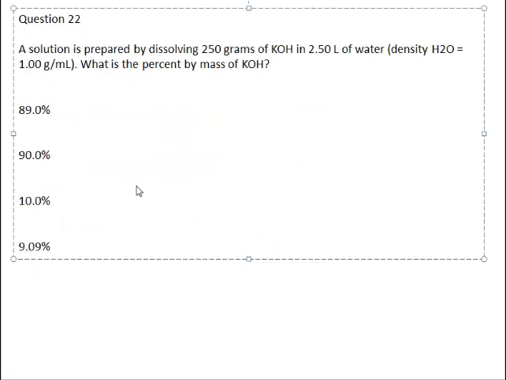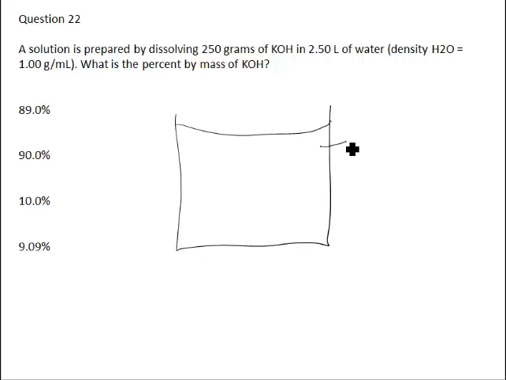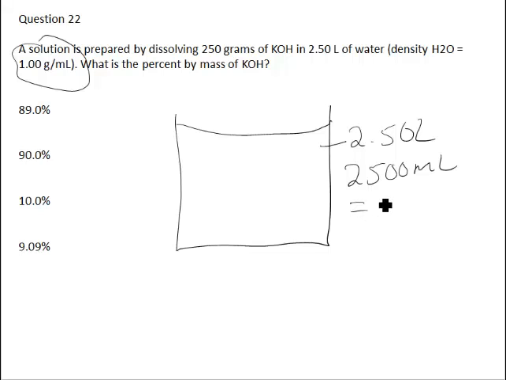Now, question 23 is actually fairly straightforward. I have a solution, so I'm going to have an amount of water here, and I have 2.50 liters, which means I have 2,500 milliliters if I do the unit conversion, or if I just know I move my decimal 3 places to go from liters to milliliters. That's how much is in there, and because the density is 1 gram per milliliter, that means I have the same number of grams. If it's 1 gram for every 1 milliliter, 2,500 grams are in that solution.